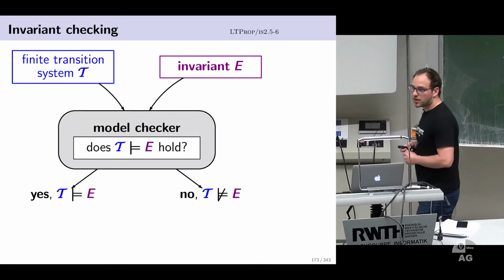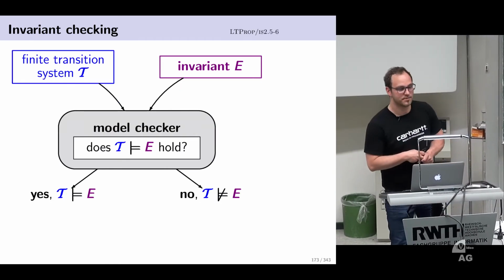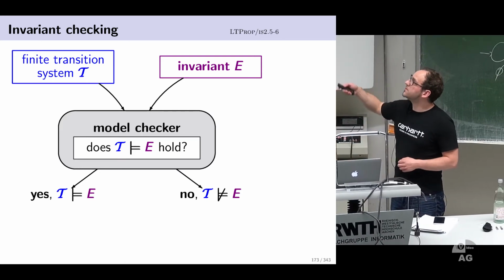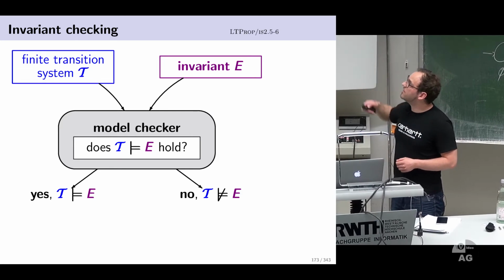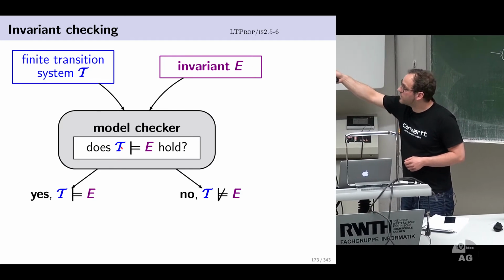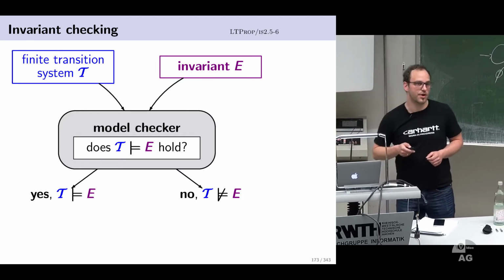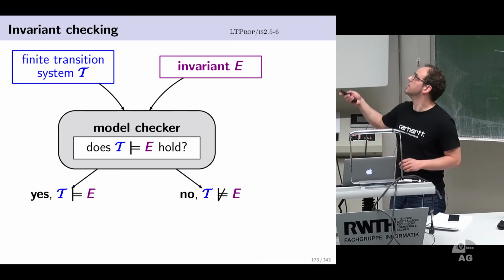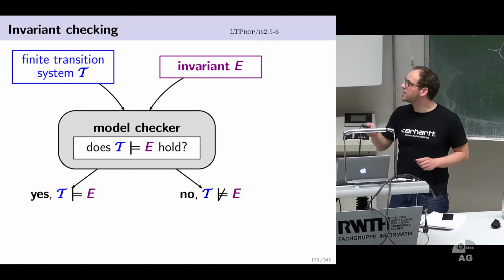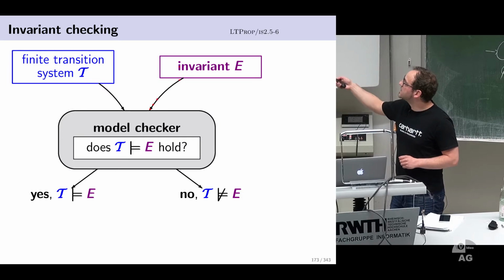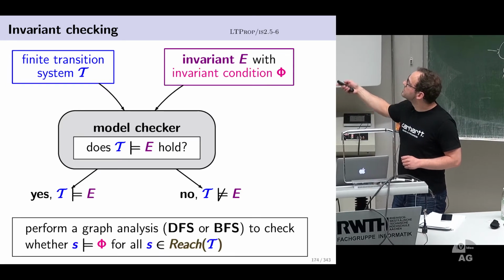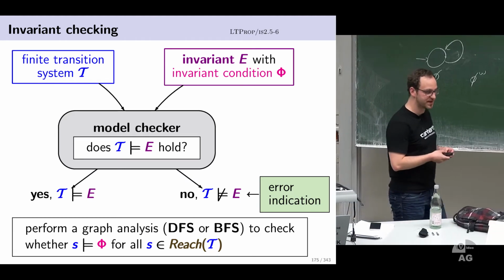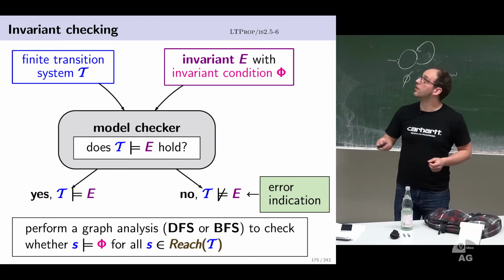So let's talk about algorithms for the first time. Now we want to come up with an algorithm that, given a finite transition system and given an invariant, derives whether the transition system satisfies the invariant or not. If it does, we're going to say yes, your invariant holds. And in case it's violated, we may also want to return a counterexample, an error condition that says why your property does not hold, right?